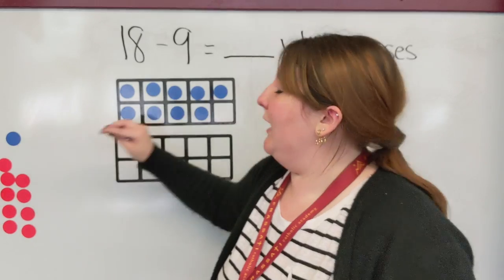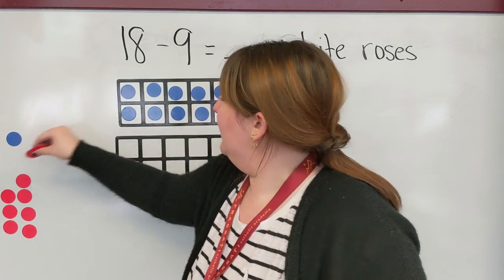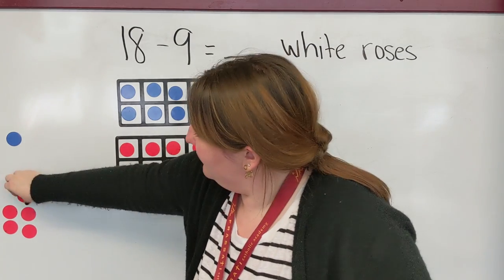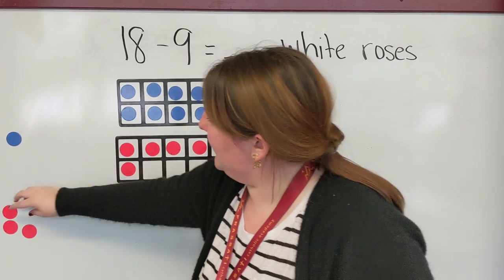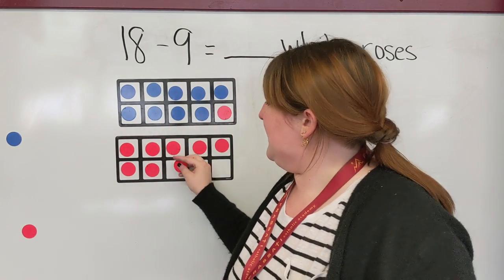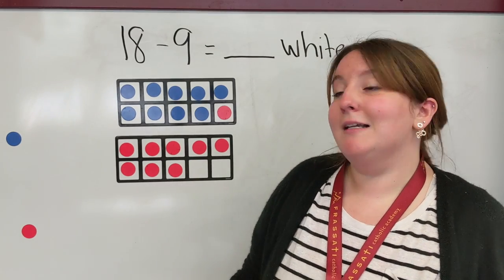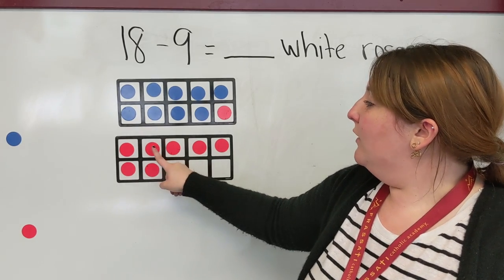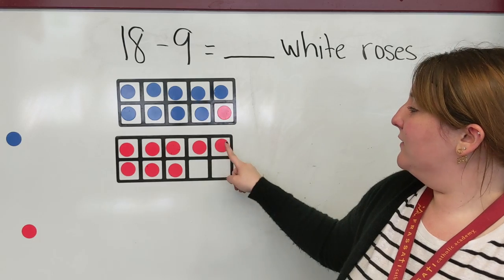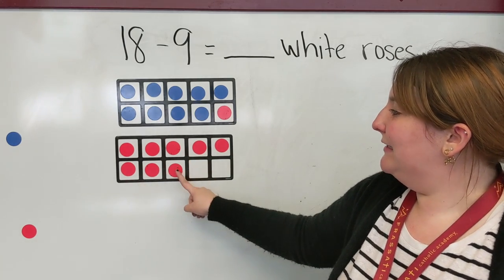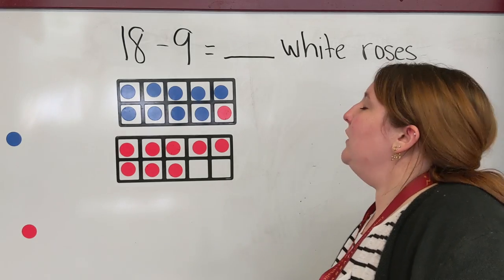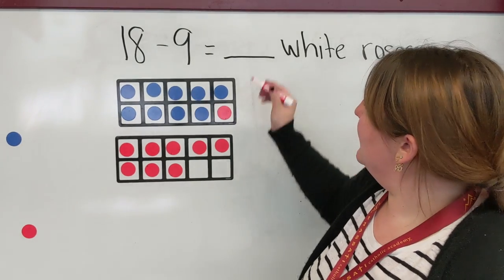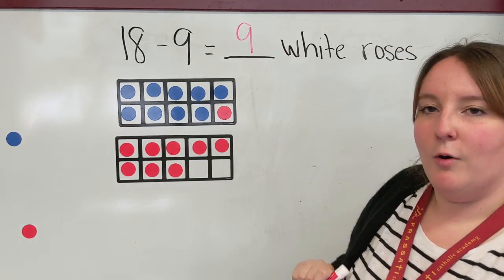Now, using our red counters, let's count on until we get to the number 18. So, we have 9, 10, 11, 12, 13, 14, 15, 16, 17, 18. Let's count on to see how many red circles I've just added. 1, 2, 3, 4, 5, 6, 7, 8, 9. So we know that Tanya has 9 red roses and 9 white roses.